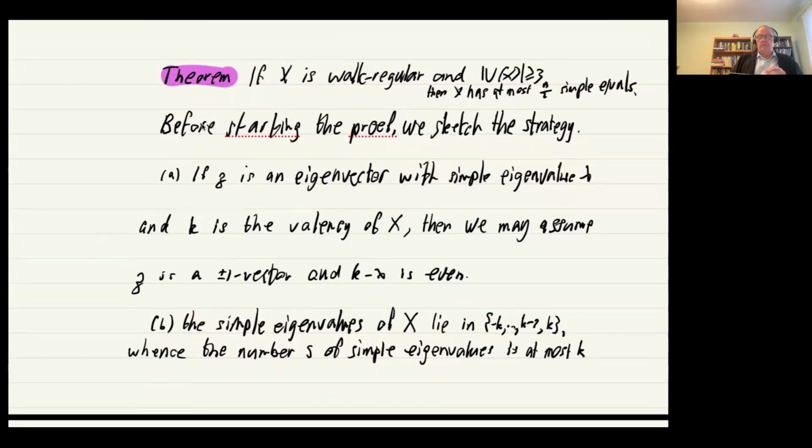Now, this is a bit surprising. It's not clear what use this is, but we'll get to that. So that's the first step. We're going to prove that a simple eigenvector, so to say, is a plus minus 1 vector.